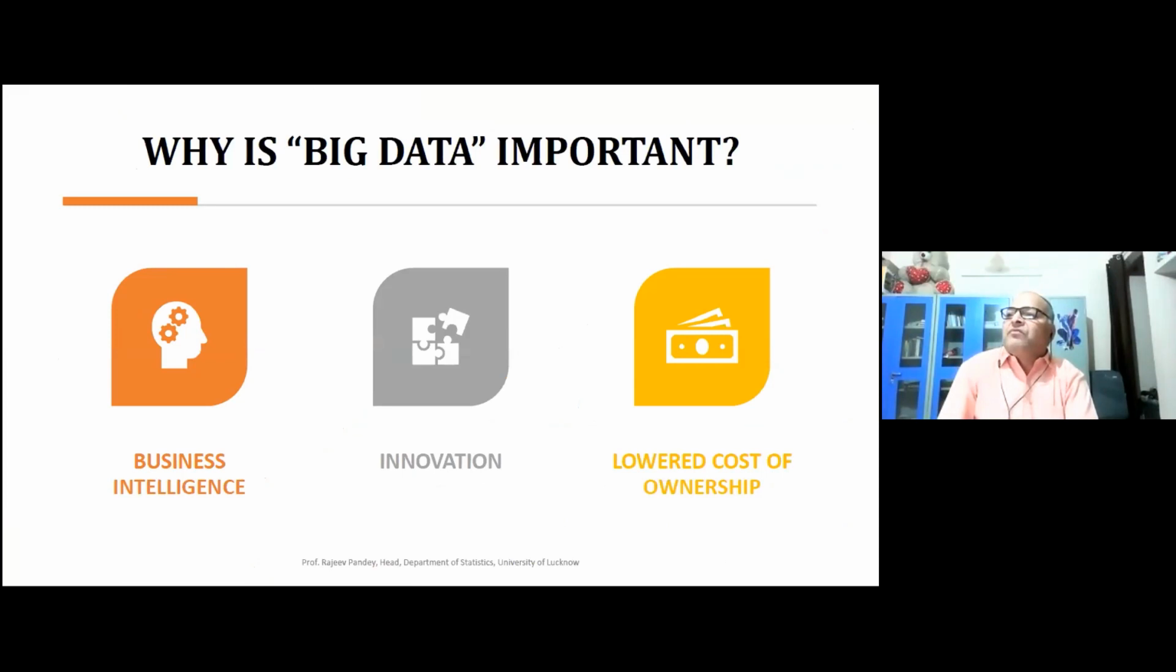Why is big data important? What makes big data so important? There are three aspects: business intelligence, innovation, and lower cost of ownership. What does business intelligence mean?